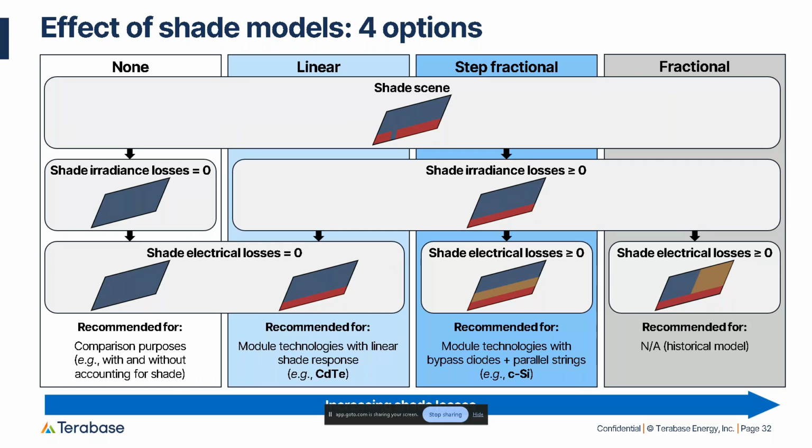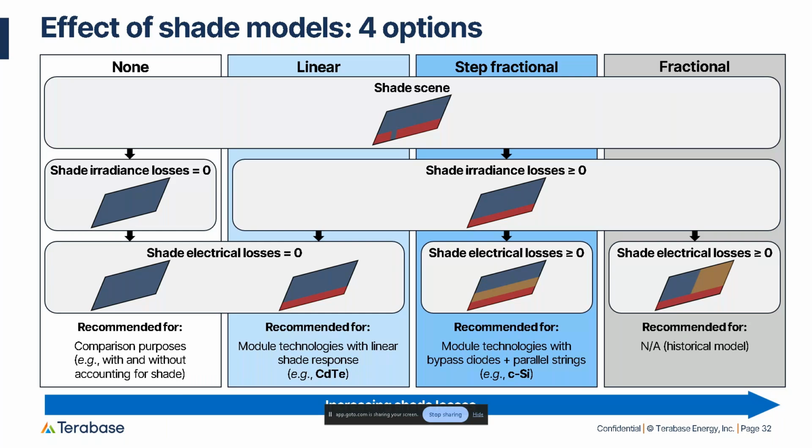You're like, okay, how much would I have if I didn't have any losses, any shade on this scene? Our second model is the one we recommend for module technologies with a linear response to shade, with little cells like CadTel or thin film devices. And what we do is we take the shade scene and we divide the area of the shaded area by the total area for each bay, so that each bay has a shaded fraction. And this shaded fraction is applied to the beam irradiance, but we do not add other shaded electrical losses to it, meaning that the shade you get is the loss you get.